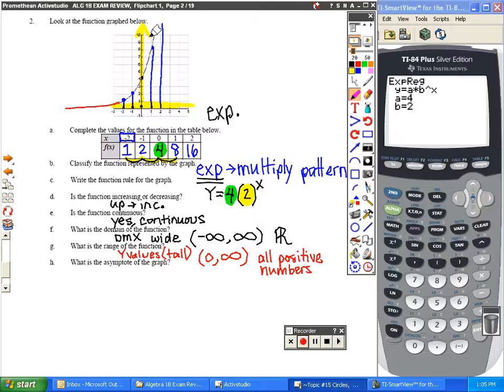The asymptote, all that means is that this red line will go forever approaching y equals 0. In other words, the asymptote is the x-axis. This graph will never actually cross the x-axis. It'll never go negative.